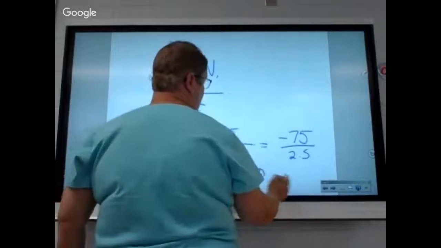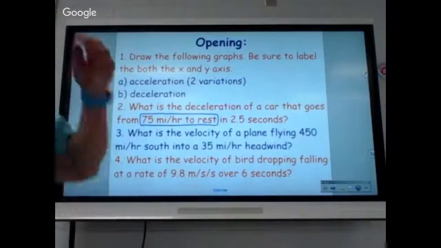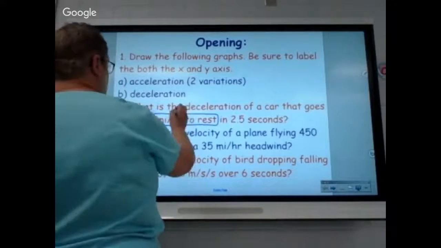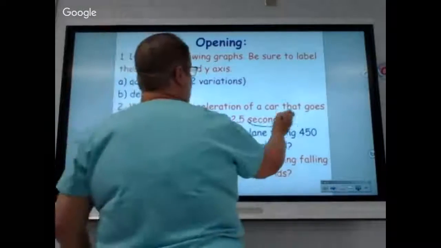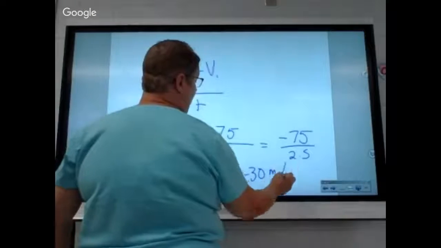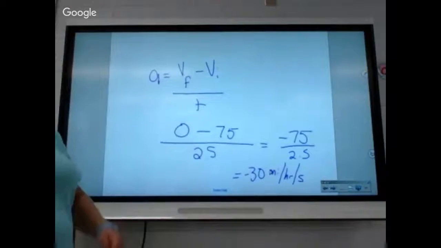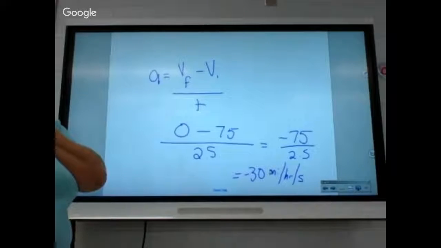Now, our units, remember, acceleration is the one where you keep them all. So we have what here? Miles per hour and seconds. So we write miles per hour per second. Questions about number 2?